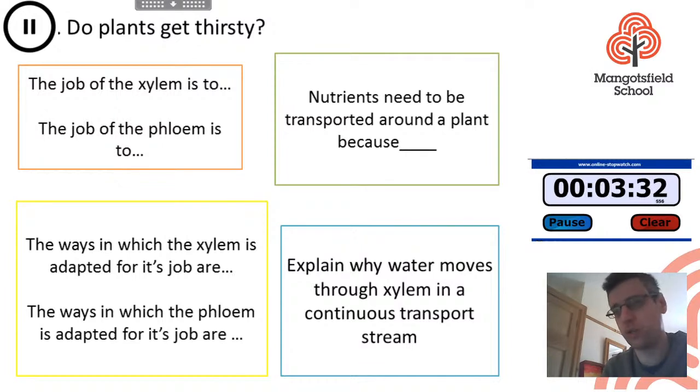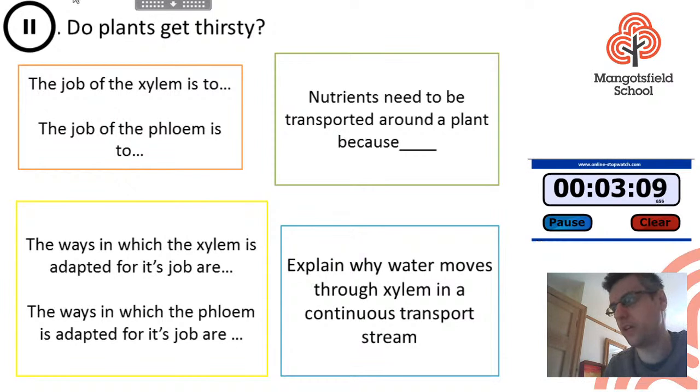So looking at our driving question, do plants get thirsty? Well, yes, because they need water in their leaves for photosynthesis. The xylem carries the water from the roots to the leaves, and it needs to be a strong, straight tube which is hollow. So it has a strong chemical called lignin to help keep its strength, and it also has holes in its cell wall to make it a hollow tube.